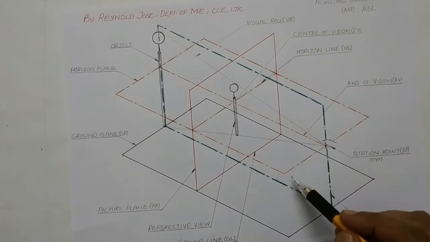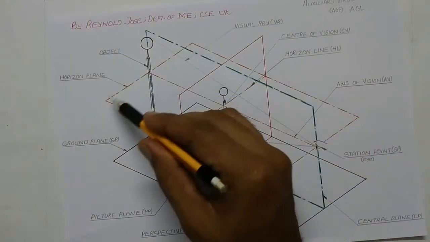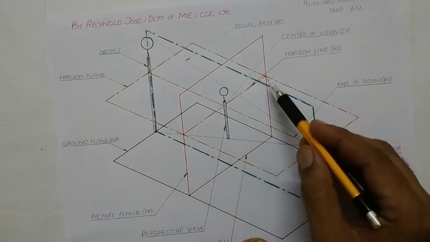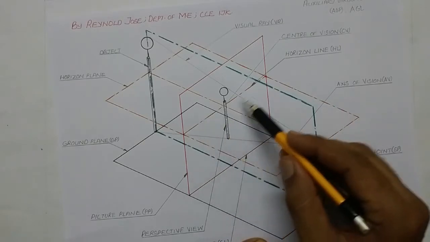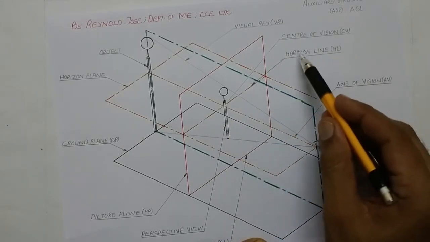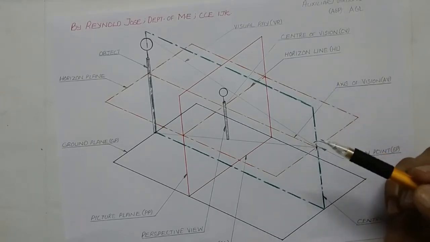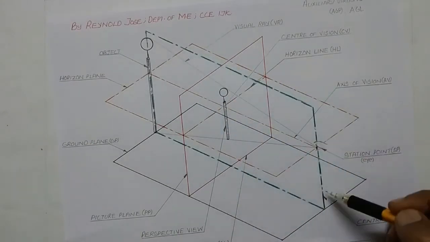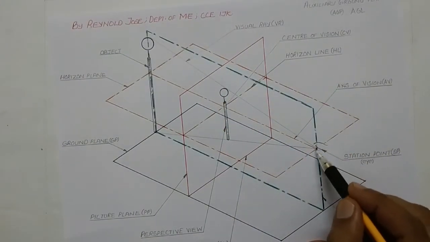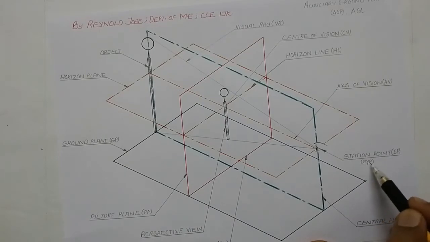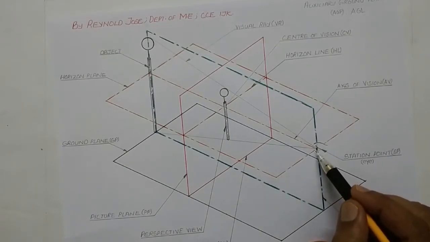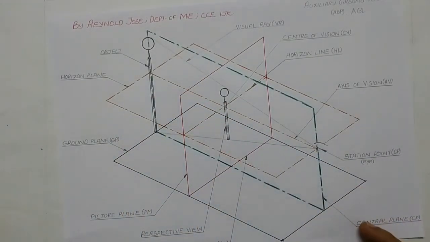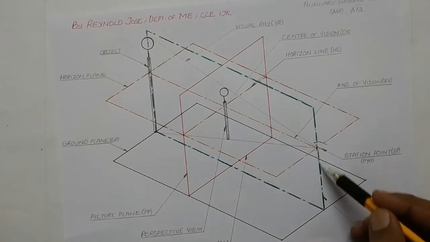Next, we are having a horizon plane. The horizon plane and the picture plane meet through a line, and this line is known as the horizon line. And the central plane is here. So this position is known as the station point or eye. And the height of the horizon plane with respect to the ground plane is the height of the observer.